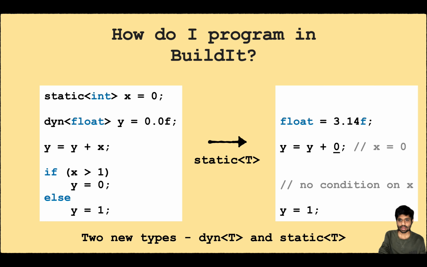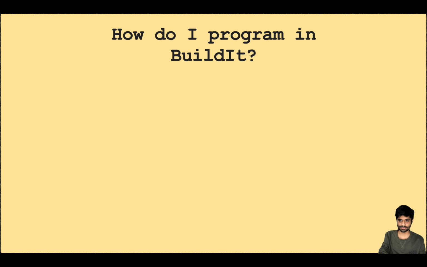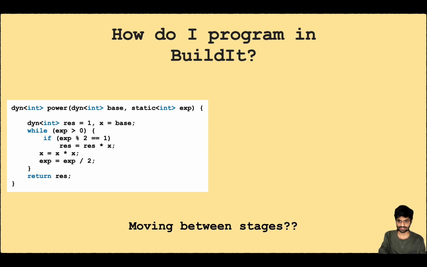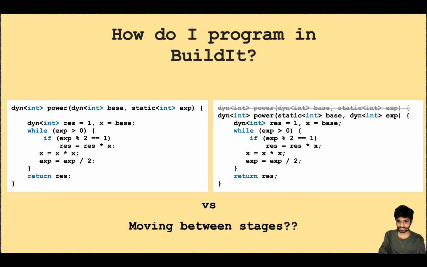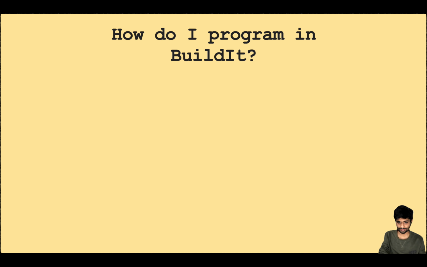Let us now see how one would write the power function specialization with this. On the left, I have the specialization where the base is evaluated in the second stage and is declared as dynamic int. The exponent is evaluated in the first stage and is declared as static int. Now, when I change the specialization, all I have to do is to change the declaration of these variables. The rest of the code remains exactly the same, thus reducing all the effort required.